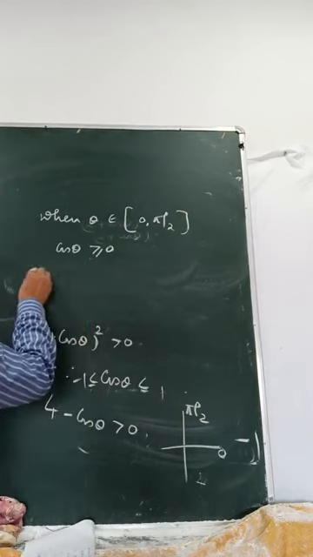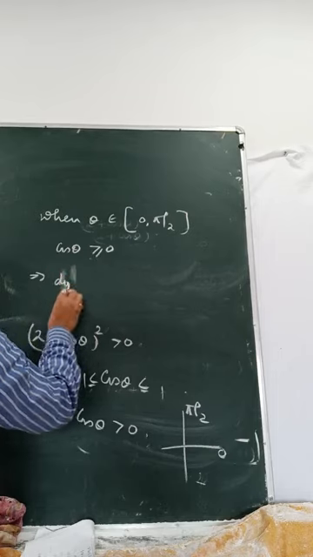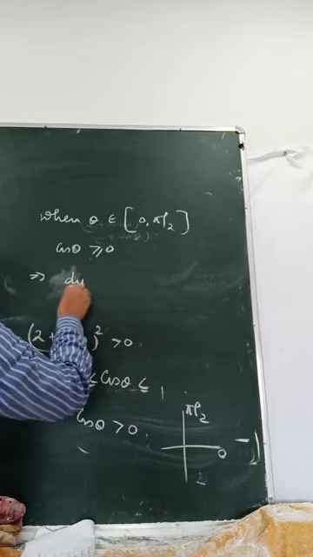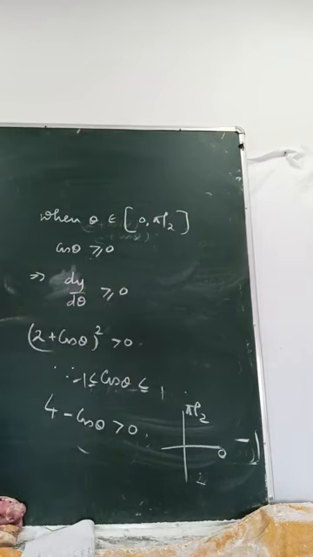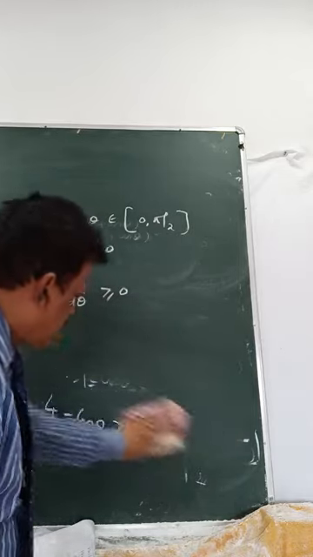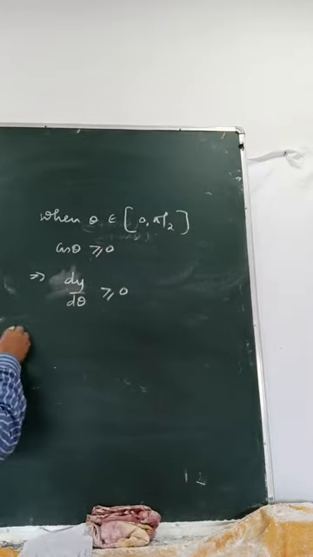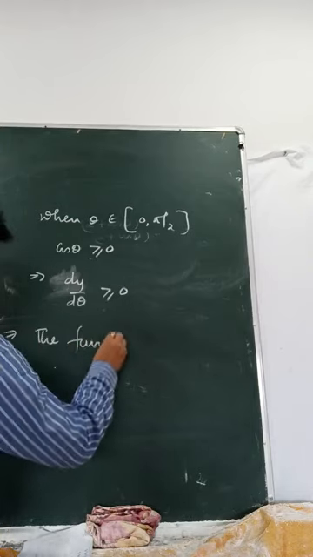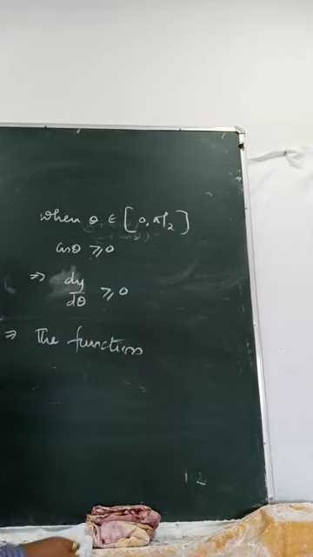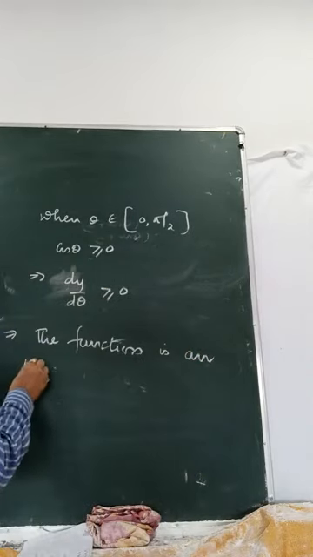So this implies f dash x or dy by d theta is greater than or equal to 0. Greater than or equal to 0 means the function is an increasing function, not a strictly increasing function. Implies the function is an increasing function.